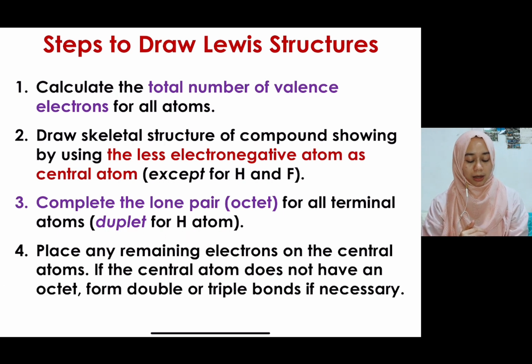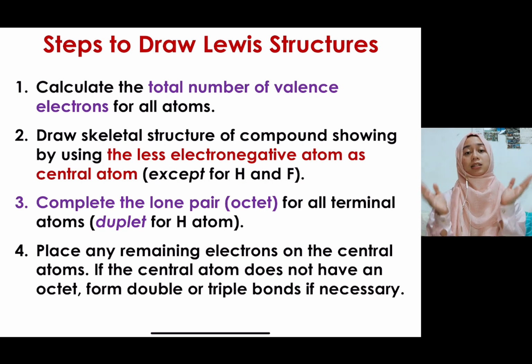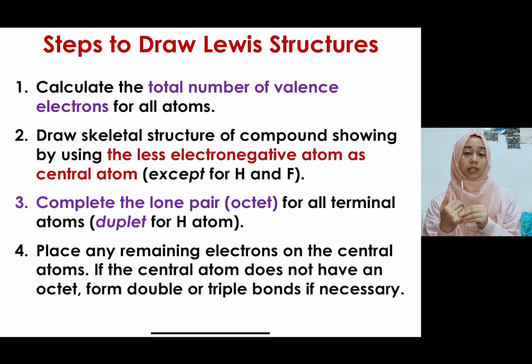And lastly, place any remaining electrons on the central atom. And if necessary, you need to form double or triple bond for the central atom in the case when the central atom is not octet. Okay, kamu kena buat double bond ataupun triple bond. Okay, ini secara teorinya. Ini adalah steps yang kamu kena follow in order untuk lukis Lewis structure.